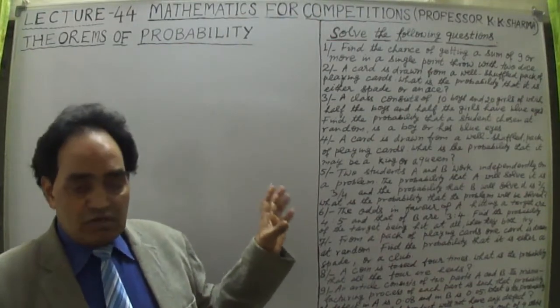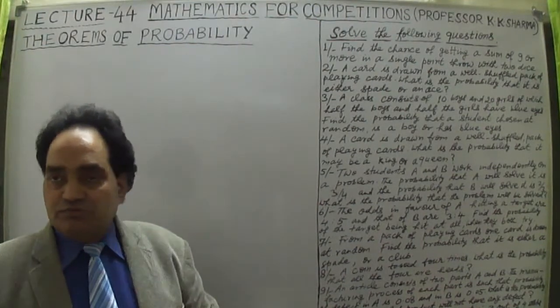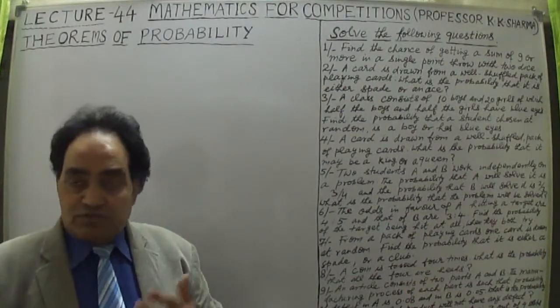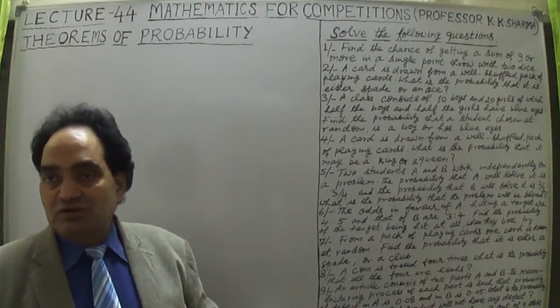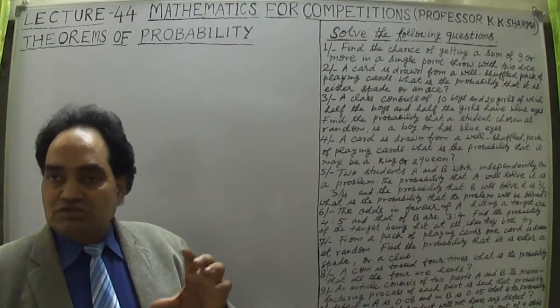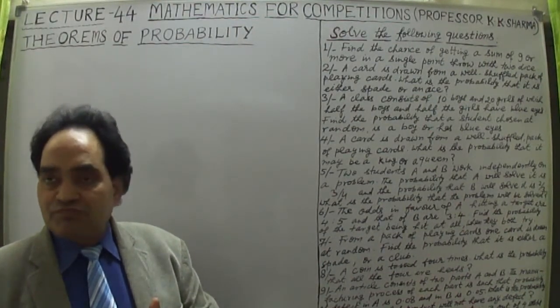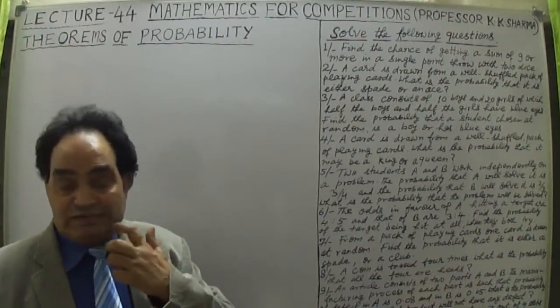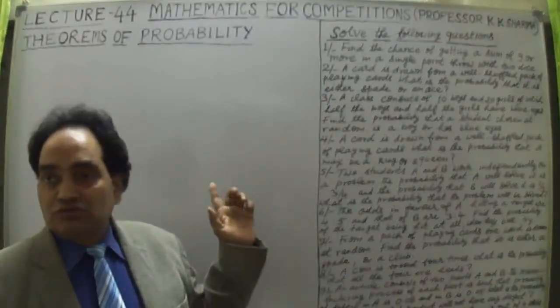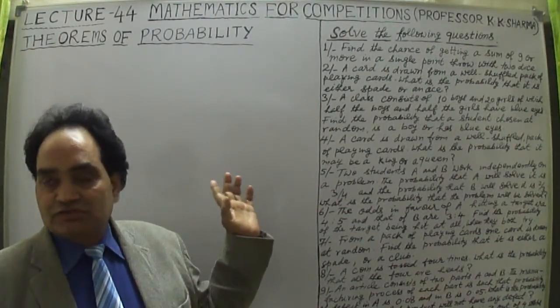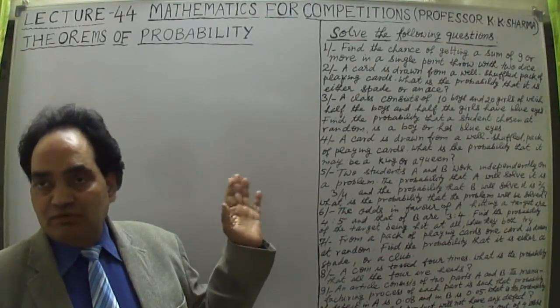And then you will realize that whatever questions we have done up to now in the previous lecture series, some of them were based on these two theorems. Now the scheme will be very clear. The basics of probability will be further clarified. There are two theorems of probability. First is the addition theorem, second is the multiplication theorem.